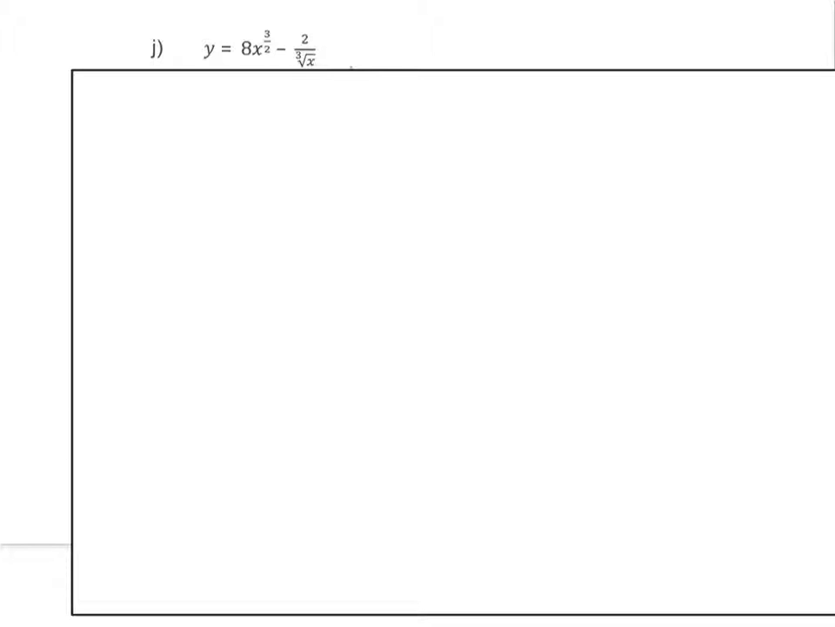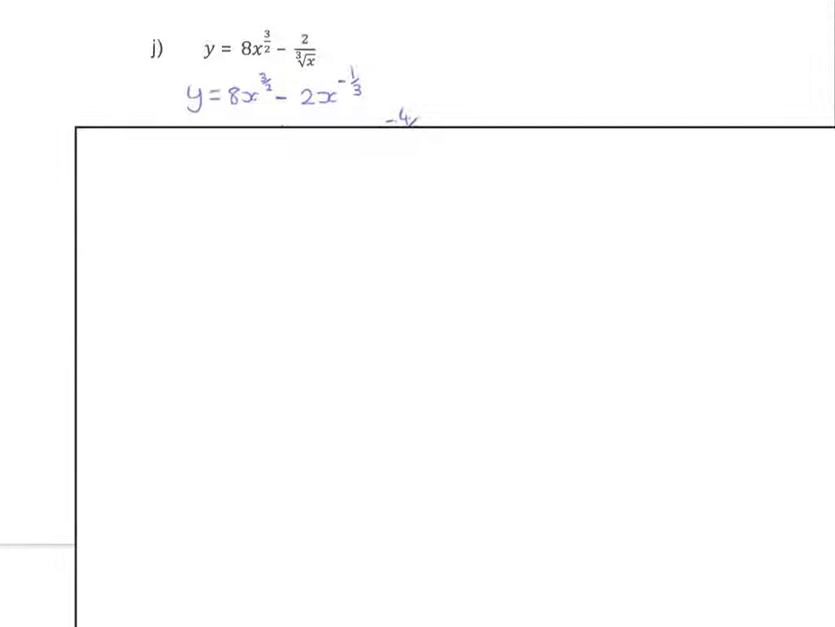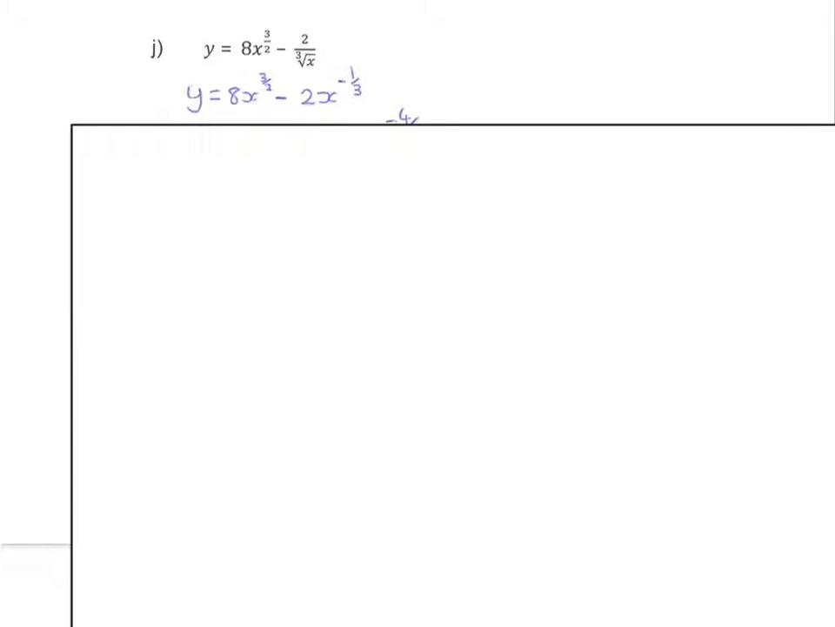Okay, on to part J. So we're nearly finished. We've only 2 more to go. J, we've got 2 terms in our equation, so we're going to differentiate them individually, but looking at the second one we can see it's not in the right format, so we put that into index notation first. So we've got y equals 8x to the power of 3 over 2, that didn't need change, minus 2x to the power of minus 1/3. So remember, cube root, you can write as a power of a third, bring it up to the numerator, needs to be a negative power.